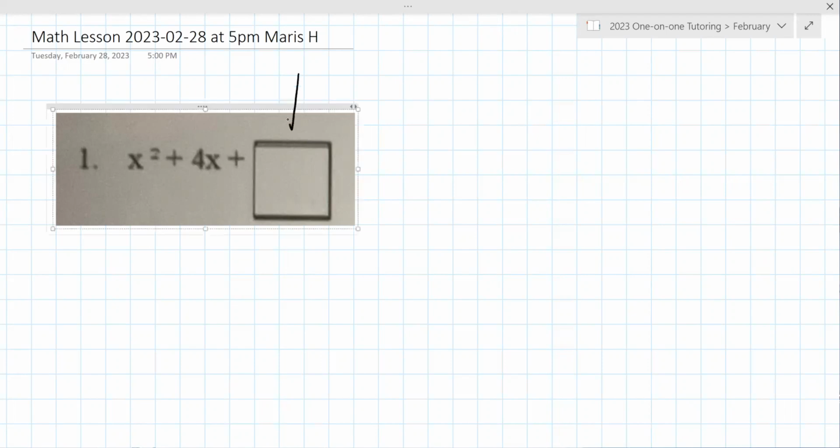Trying to figure out the number that goes in this box right here. And you probably saw this in class. You might have even been given a formula. Any of that sound familiar? Anything come to mind?